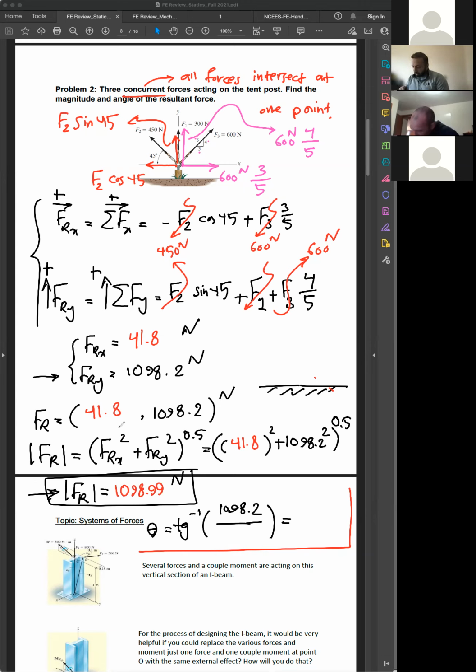Then you're going to say FRY over FRX, over 41.8. So the angle would be arctangent of 1098.2 over 41.8, which would be 87.82 degrees. So you're dealing with something like this. This is your FR, and this angle is 87.82. All right. Thanks for the tip.